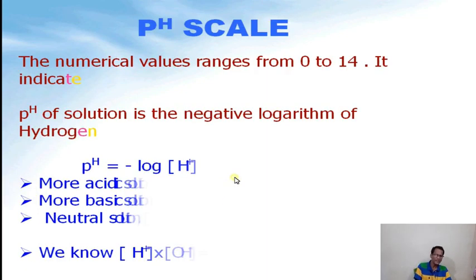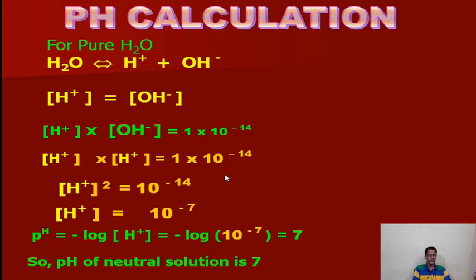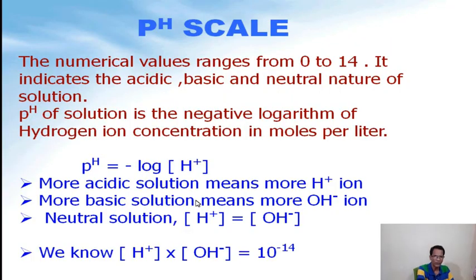What is the pH scale? Let us discuss. The very important thing here is that the pH scale is a numerical scale that ranges from 0 to 14. The pH value of a solution starts from 0 to 14. That means the minimum value is 0 and the maximum value is 14. 0 means highly acidic and 14 means highly basic. So this is the pH range, 0 to 14.